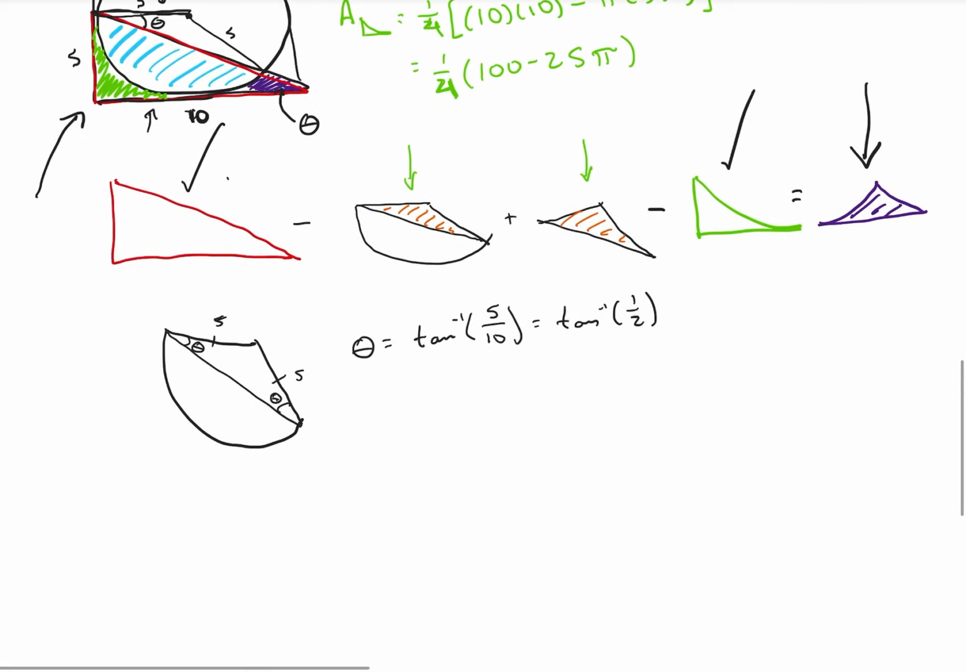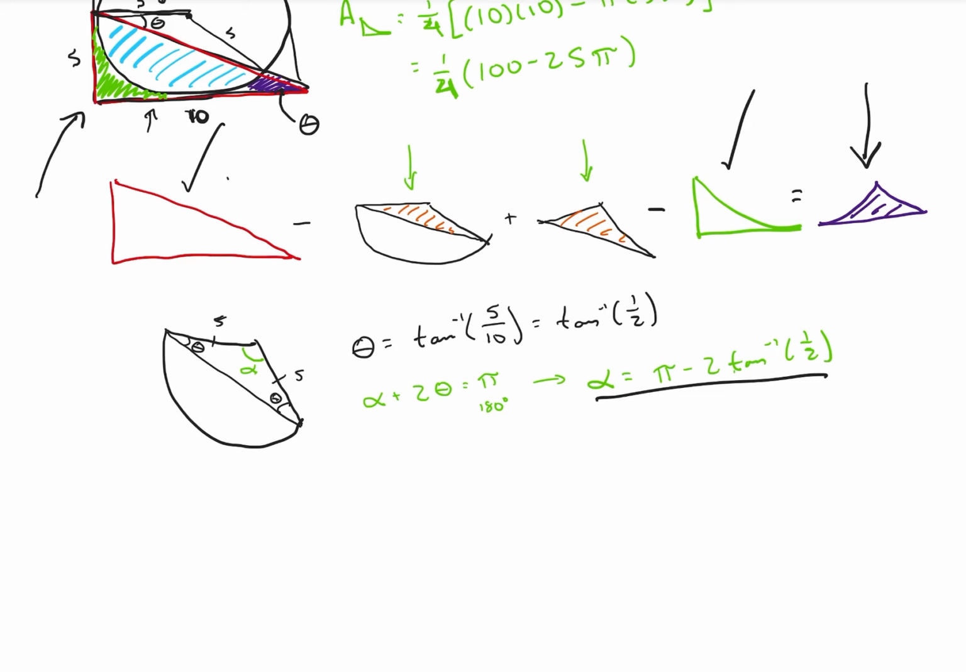So now what I can do is, let's look at this angle up here, which I'll call angle alpha. And I know that alpha plus 2 theta is going to be equal to pi, or 180 degrees, if you're not used to using radians. So that means that alpha is going to be equal to pi minus 2 arctangent of 1/2. And that gives me my angle alpha. Okay, so now that I have the angle alpha, this is going to be enough to get me working towards some of these other areas.